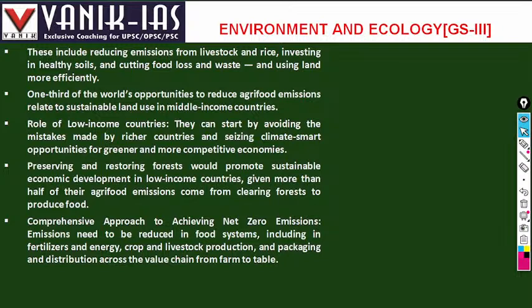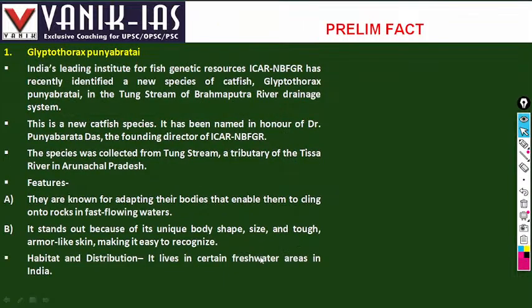Preserving and restoring the forest would promote sustainable economic development in low-income countries, given more than half of their agri-food emissions come from clearing forest to produce food. Comprehensive approach to achieving net zero emissions. Emissions need to be reduced in the food system, including in fertilizers and energy, crop and livestock production, and packaging and distribution across the value chain from farm to the table, meaning dining table.